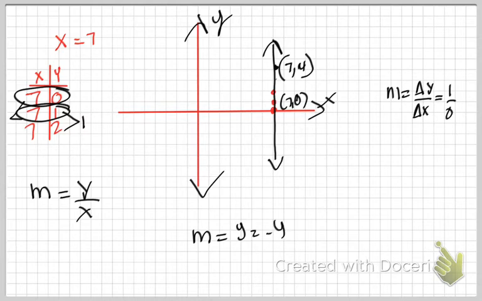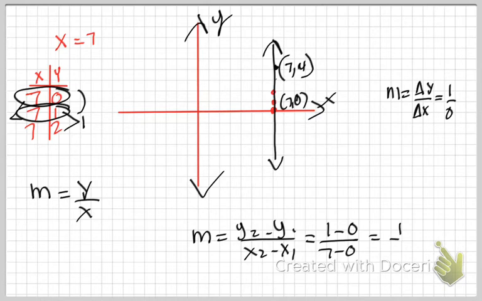We can do the slope formula, right? And take any 2 points. Like I can take these two, 7, 0 and 7, 1. And I can say 1 minus 0 over 7 minus 7. Right? And when we see that 0 in the denominator, we call that undefined.